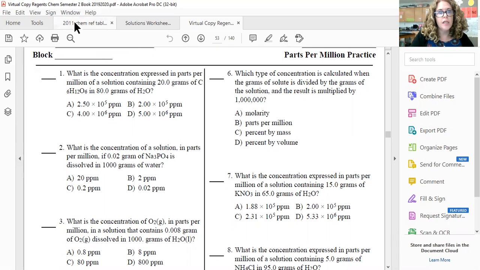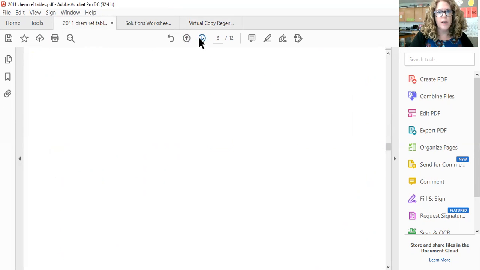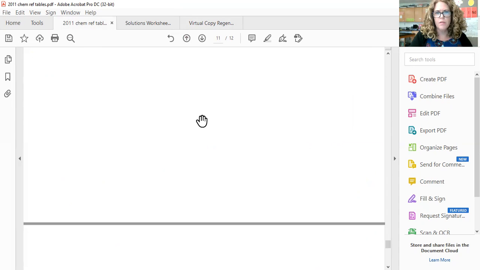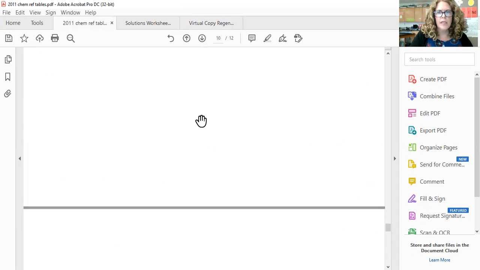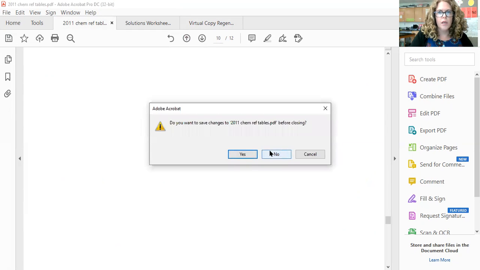And you're going to need your reference table and you're going to need a calculator because we're going to be doing some calculations. On your reference table, let's go to the last page, which is Table T. I'm not sure why my reference table is not really working here.